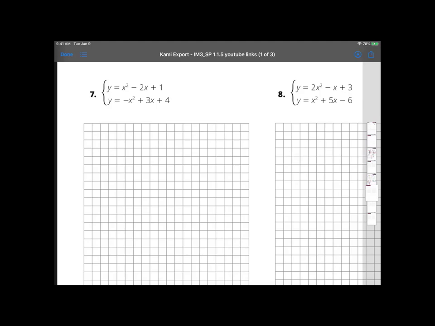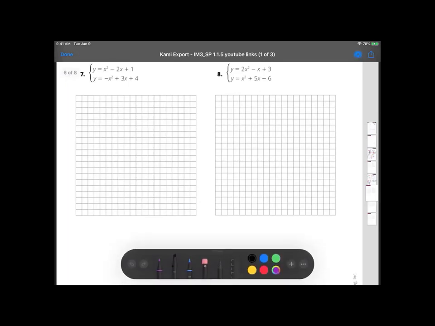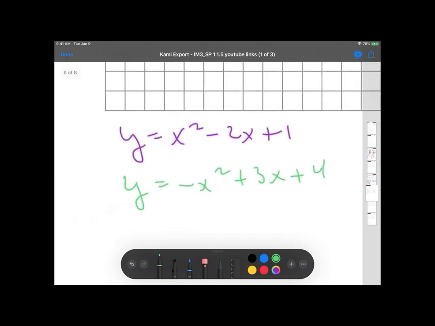Let's go over a question here. Y equals x squared minus 2x plus 1 and y equals negative x squared plus 3x plus 4. If you notice that both of them are set equal to y, this might lend itself to a particular method in solving for systems, such as substitution. I'm going to break this up into two different colors here.